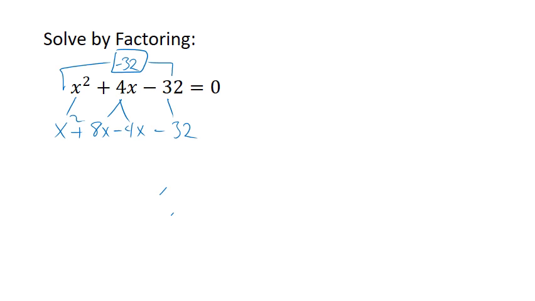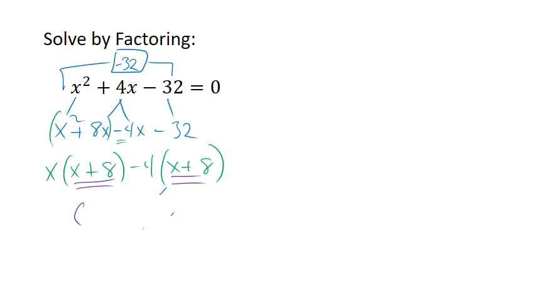Now that I have those, I'm ready to factor by grouping. In my first group, I have a common factor of x. That leaves me x plus 8. In my second group, I have a common factor of negative 4. Remember, if there's a negative there, you want to factor that out. That gives me x plus 8 also. If you don't factor the negative out, your signs aren't going to work out the same, and you need them to be the same.